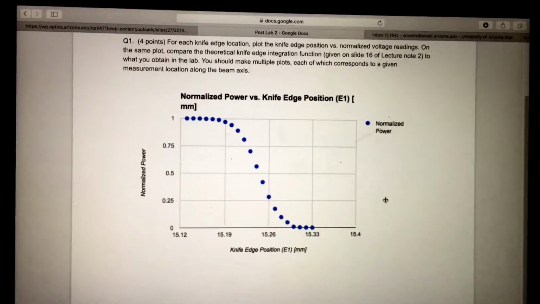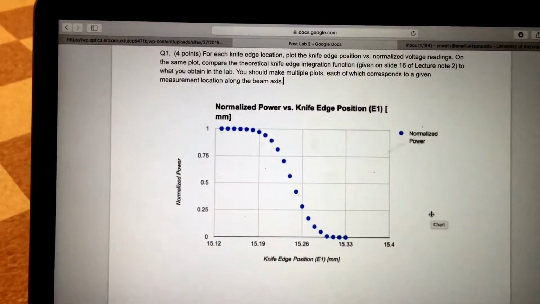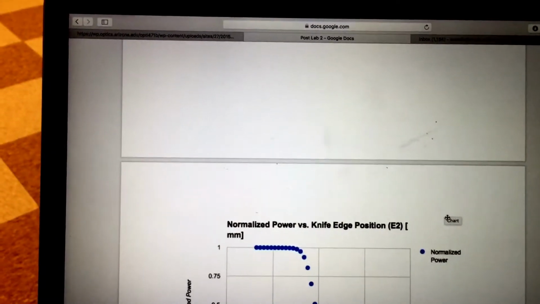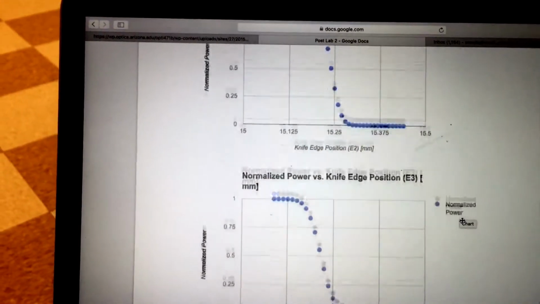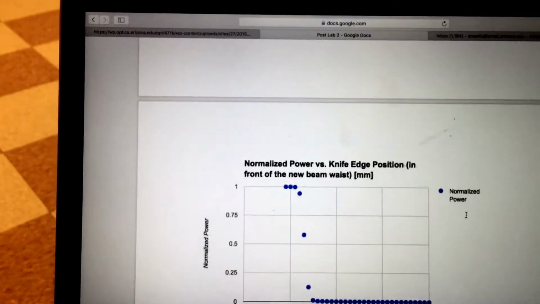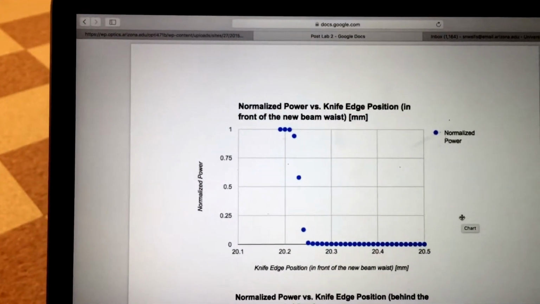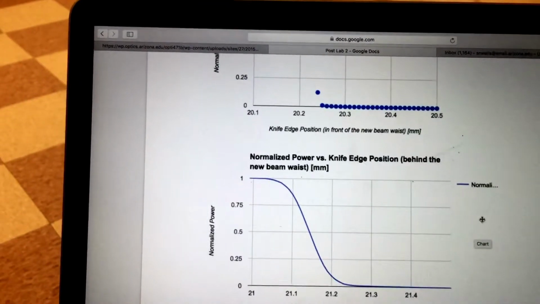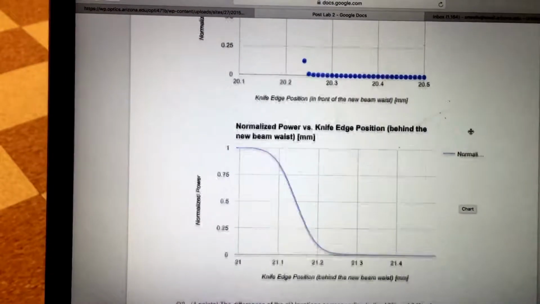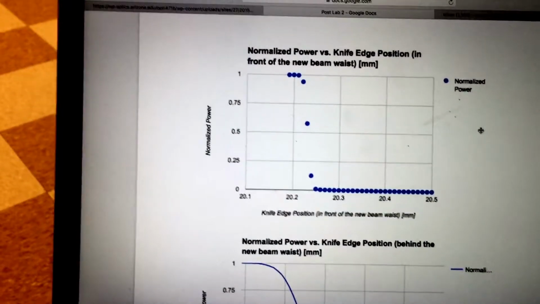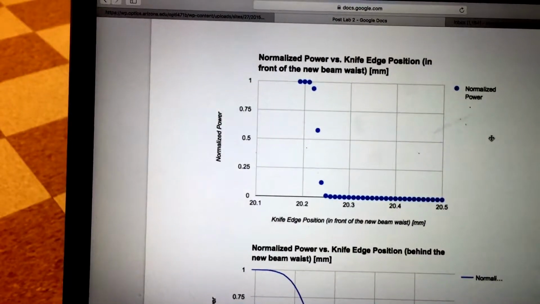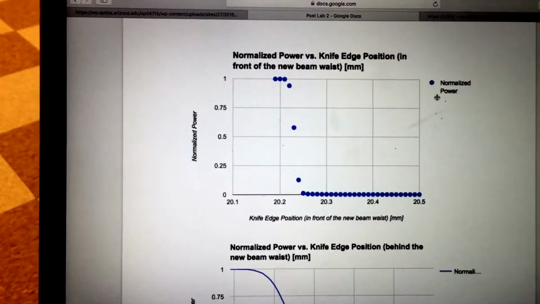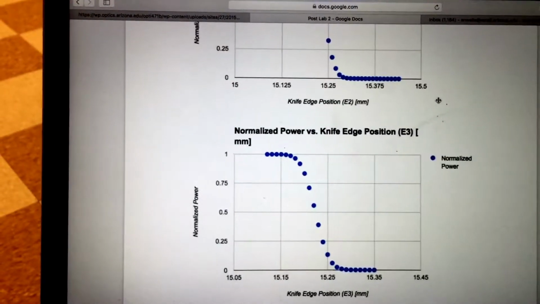We were able to record our power outputs for each knife edge position and normalize the data to get a Gaussian beam profile. We had these at E1, E2, E3, and then our new beam waist when we added a lens to the system. This is for in front of the new beam waist and behind the new beam waist. We were able to calculate the beam waist using the 16% and 84% and taking the difference between these two values. For the first three beam waists, they were about the same.